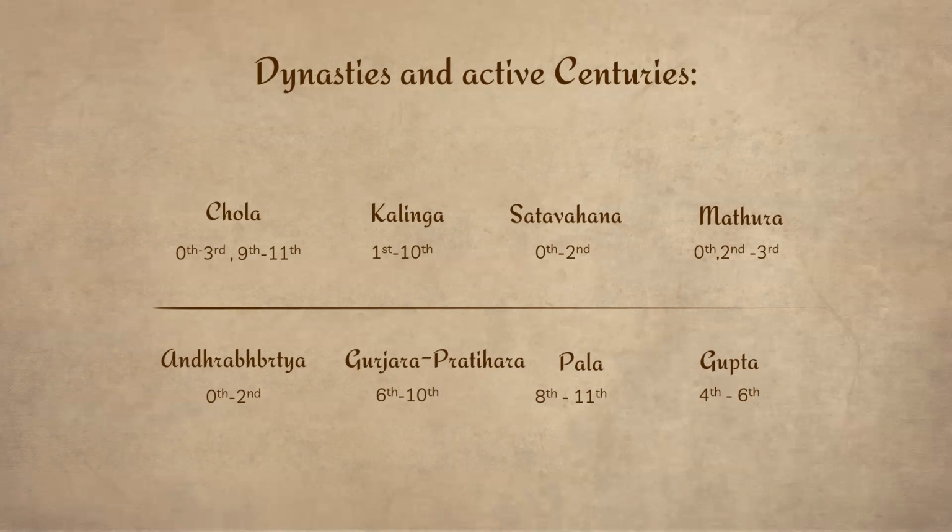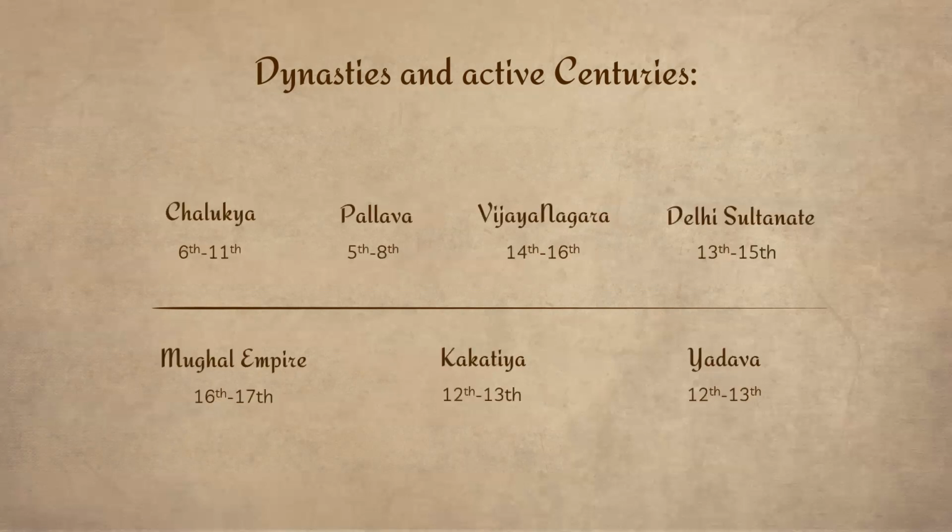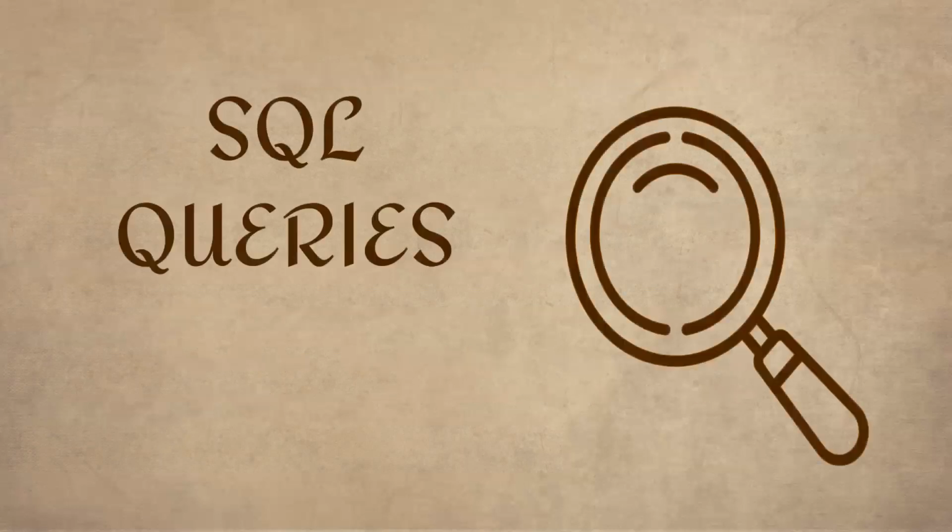So the other dynasties are: Chalukya, Pallava, Vijayanagara, Delhi Sultanate, Mughal Empire, Kakatiya, Yadava. These are the other dynasties which have been chosen as a part of this project. So let's get to some interesting SQL queries.